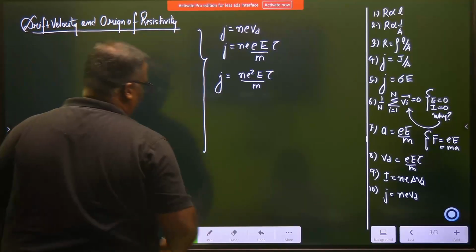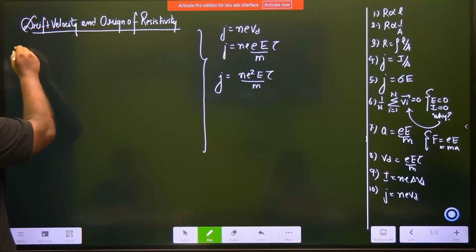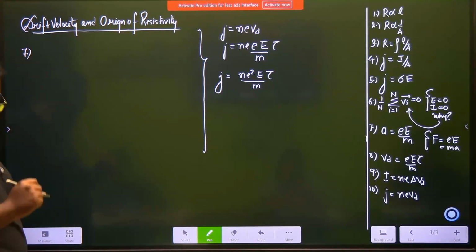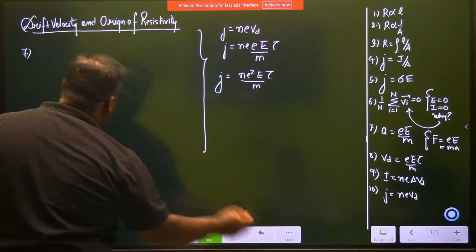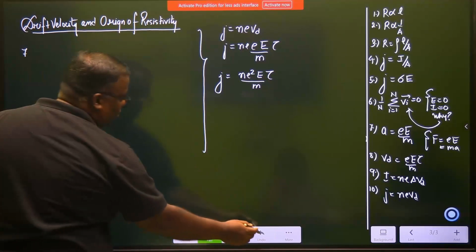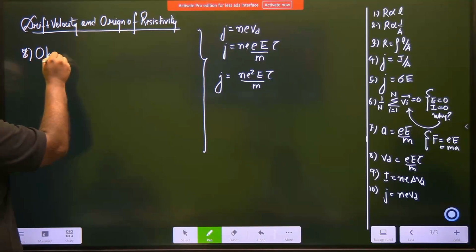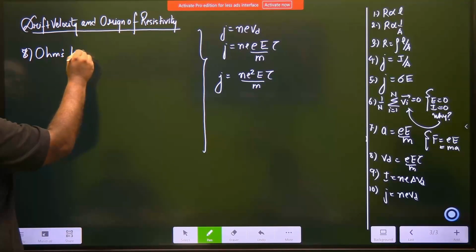Okay. And which point number do I come to now? 7. I think 7 we have done. We are at 8. So 8 is defining Ohm's law in the microscopic view. 8 is Ohm's law. Now we come to Ohm's law.